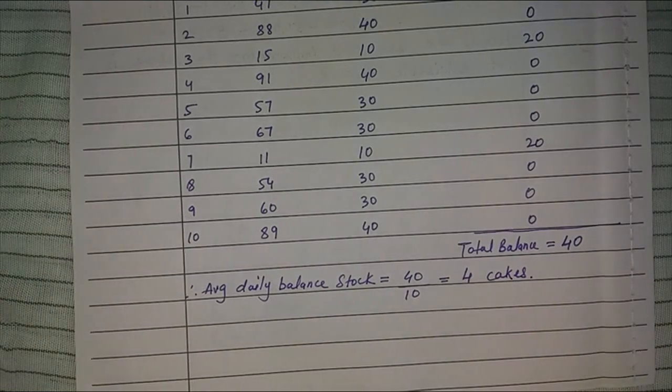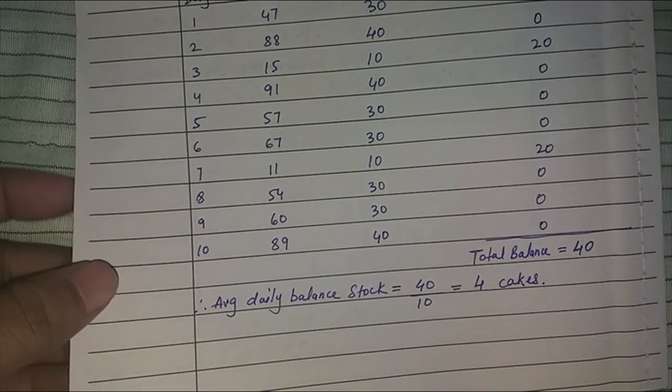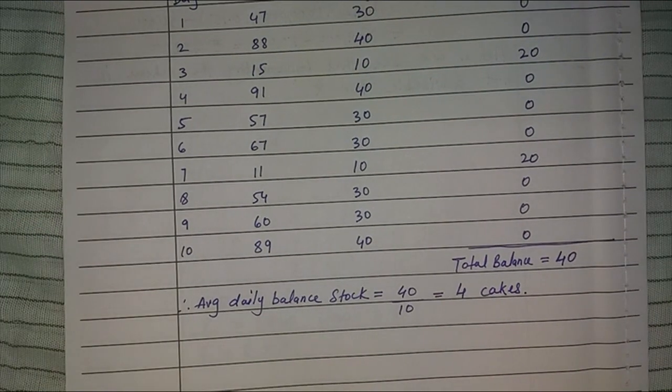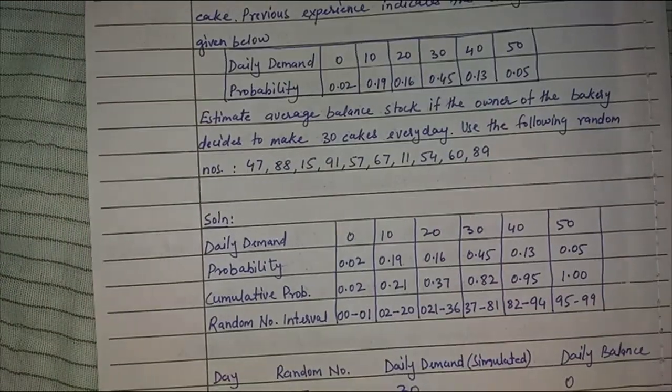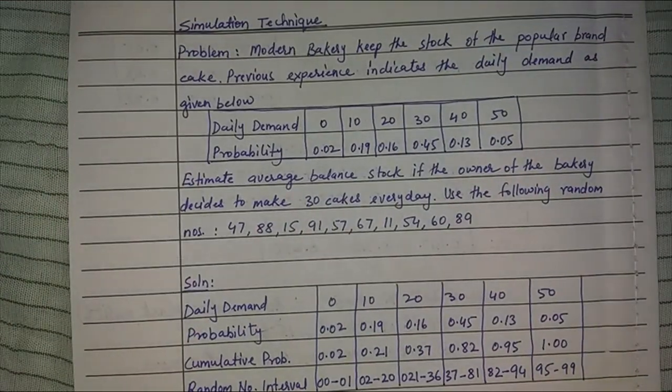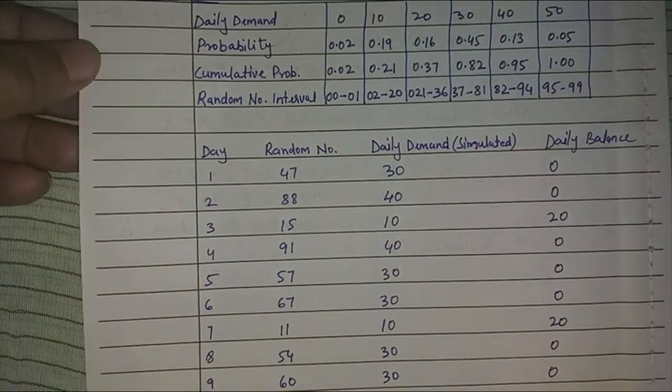So this is a very simple example of the simulation technique where we calculated the average daily balance of cakes if the bakery is producing 30 cakes every day, and we have been given the probability for the daily demand, using which we have solved this problem.